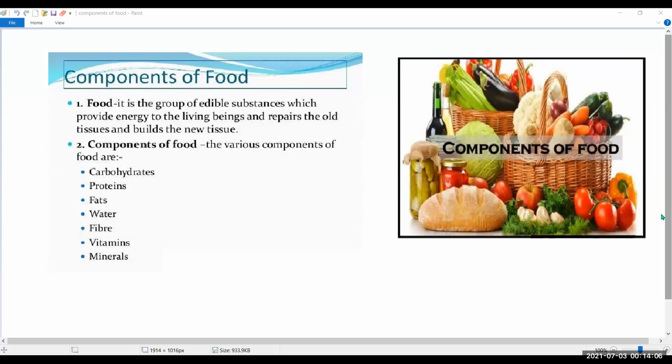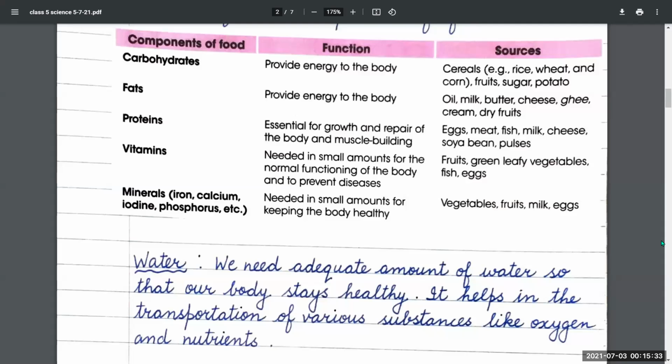There are 5 main components of food: carbohydrates, proteins, fats, vitamins, and minerals. These components are known as nutrients. In addition to these 5 components, water and roughage are also essential to our diet. Now, children, let us talk about the functions and the sources of various components of food.